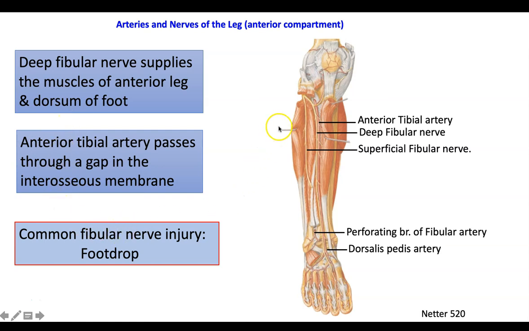The common fibular nerve, I mentioned, is very superficial over the neck of the fibula. The neck of the fibula is a narrow part of the fibula, and in case of fracture of the neck of the fibula, this common fibular nerve can get injured. If it gets injured here, the muscles of the anterior compartment will be paralyzed, and the dorsiflexion of the ankle joint will be hampered, and this condition is called foot drop. So common fibular nerve injury is common in case of fracture of the neck of the fibula, and it causes foot drop.